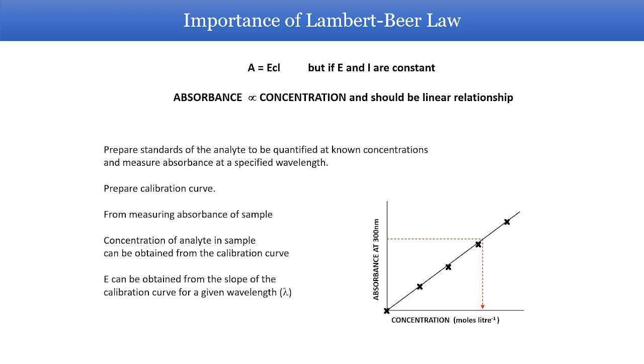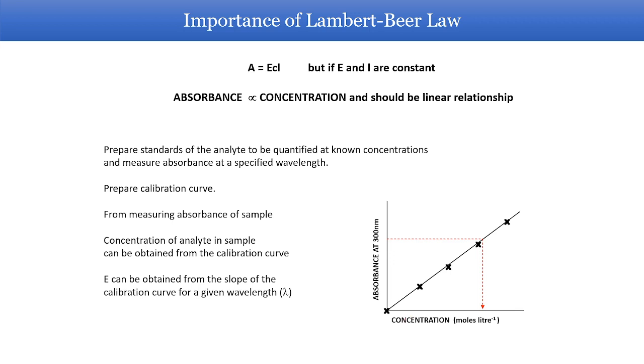So what we need to do is prepare some standards of the analyte to be quantified at known concentrations and measure the absorbance at a specific wavelength. The wavelength is kept constant over here. Then we prepare a calibration curve from measuring absorbance of the sample. The concentration of the analyte in the sample can be obtained from the calibration curve. Epsilon can be obtained from the slope of the calibration curve for a given wavelength. Here we are plotting absorbance versus concentration, and at a particular concentration we get the absorbance. And this is what you call the calibration curve.